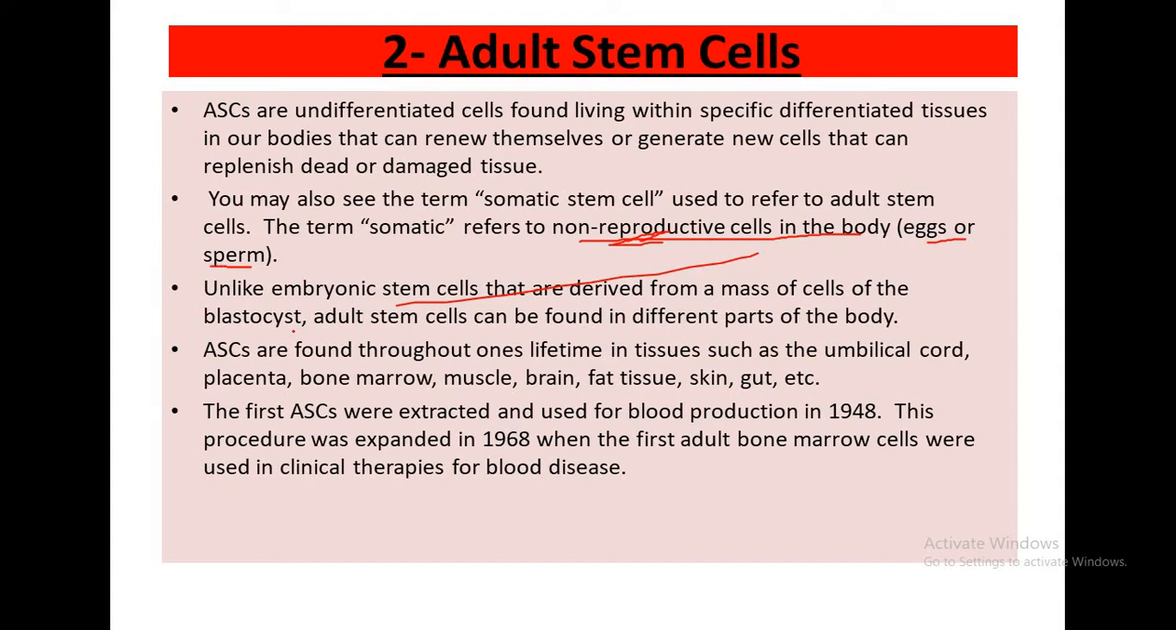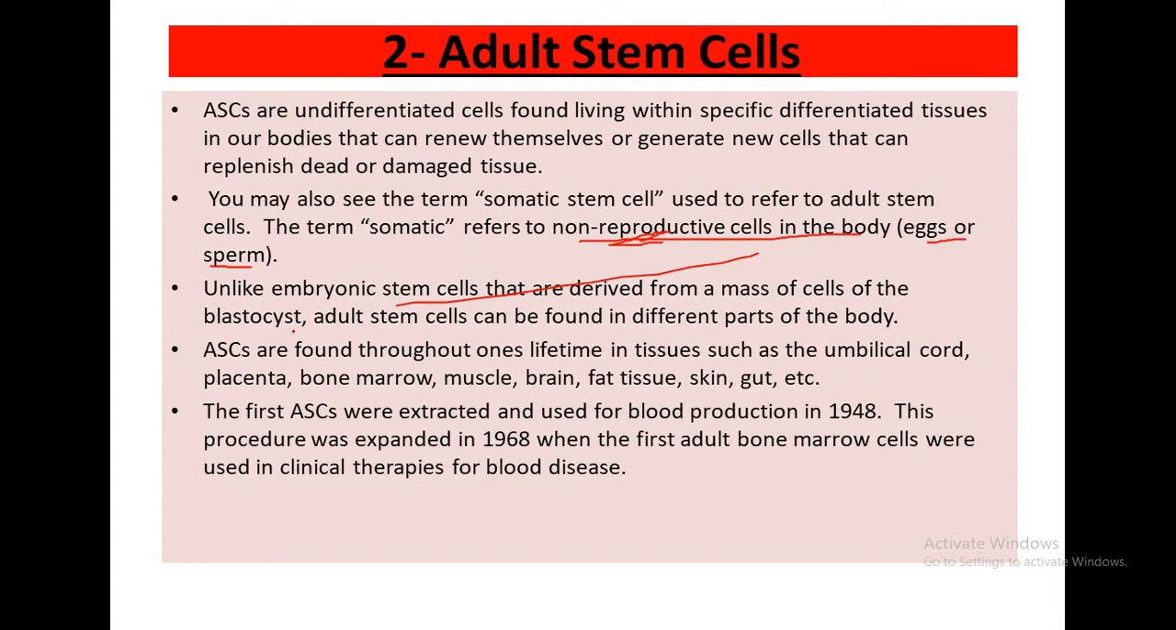Unlike embryonic stem cells that are derived from the inner cell mass of the blastocyte, adult stem cells can be found in different parts of the body. Adult stem cells are typically scarce in native tissue, which has rendered them difficult to study and extract for research purposes. This makes it possible to replenish and regenerate tissue in cases where cells die or are damaged.